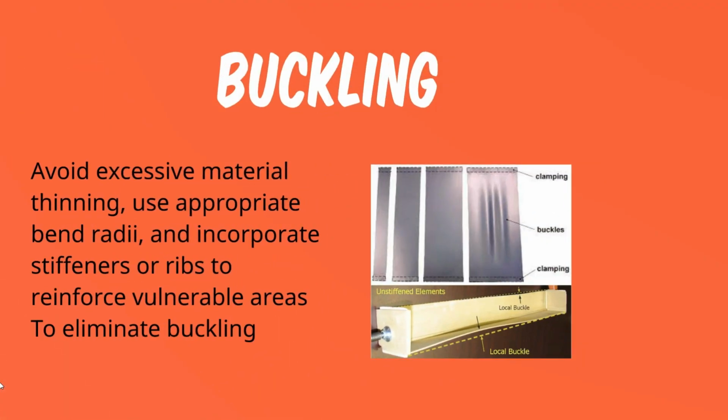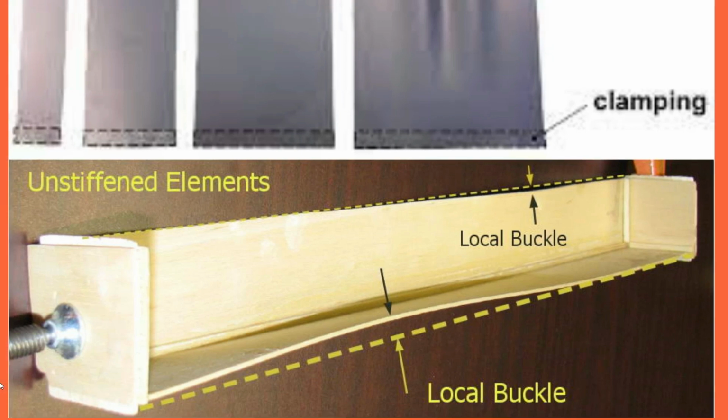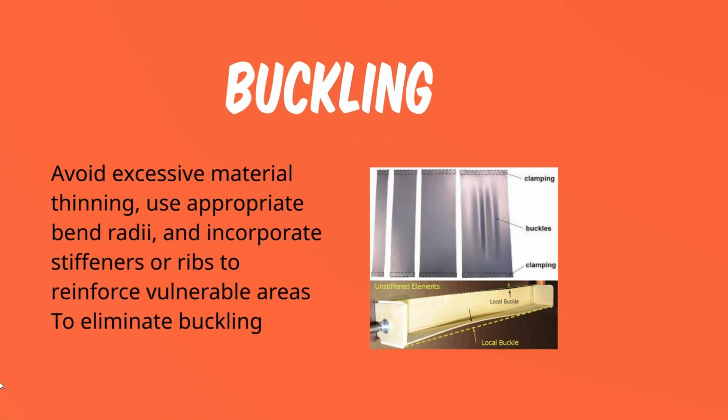2. Buckling. Buckling is the failure mode caused by high compression force acting on material. Avoid excessive material thinning, use appropriate bend radii, and incorporate stiffeners or ribs to reinforce vulnerable areas to eliminate buckling.